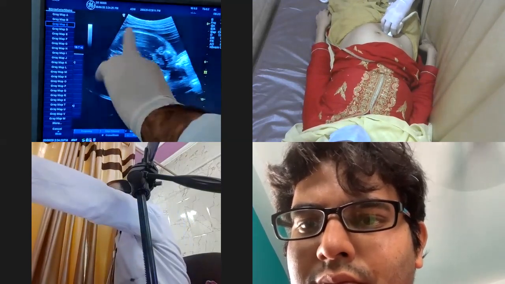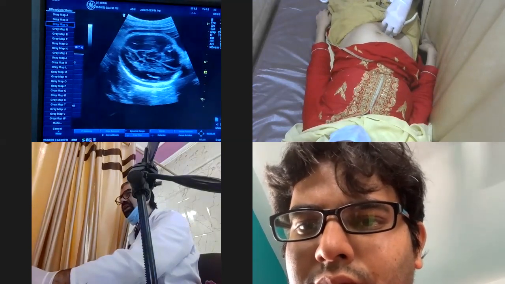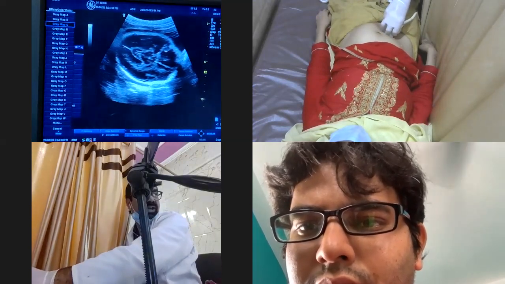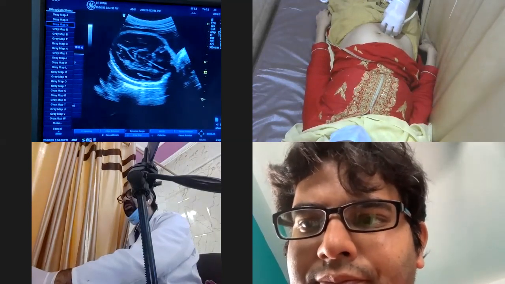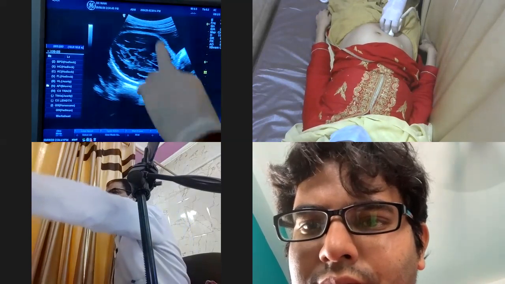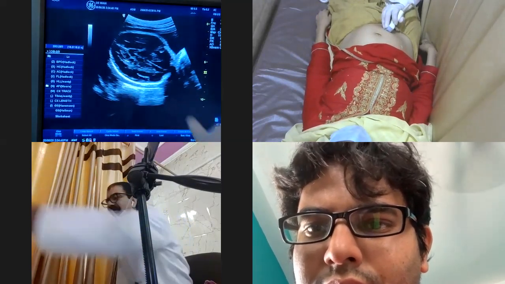I see the fetal head, not round, but more in an oval shape. So can you appreciate the central falx over here? Yes, sir. Yeah, so you have seen the central falx. You are in the axial section, and this is the section for the biparietal diameter.